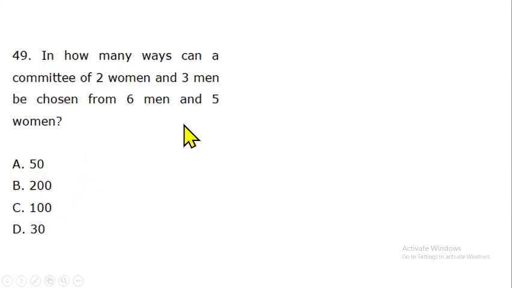Question number 49 is from combination. In how many ways can a committee of 2 women and 3 men be chosen from 6 men and 5 women? So we have 5 women and 2 women are to be chosen. So that will give us 5 combination 2, and from 6 men, 3 men should be chosen. We have 6 combination 3. So 6 combination 3 times 5 combination 2.